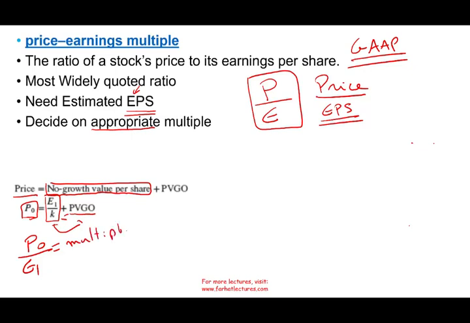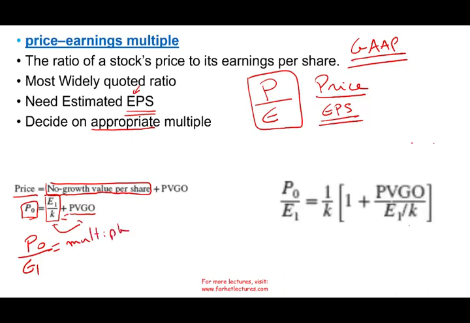Multiple. Now, all we have to do is rearrange this formula. If we rearrange it, we'll come up with this formula. You could rearrange the formula on your own, but I don't want to take 2-3 minutes to do it. You will come up with the PE ratio, the price P0 divided by the future earnings, equal to 1 divided by K times 1 plus the present value of the growth opportunity divided by earnings divided by K.